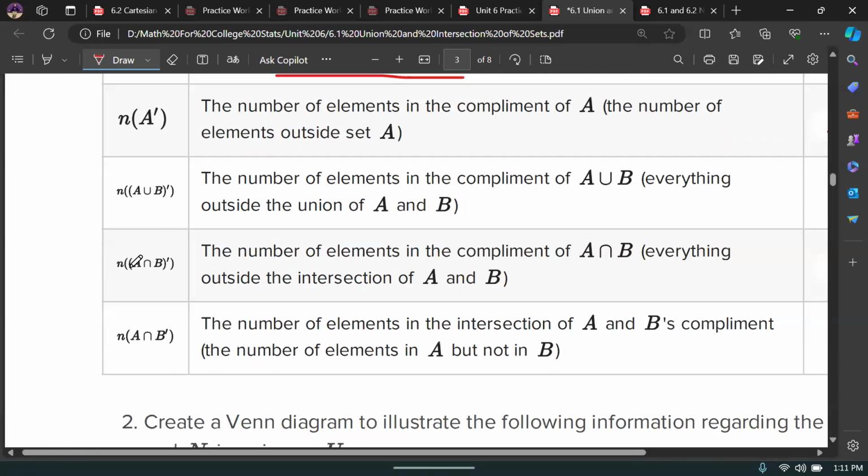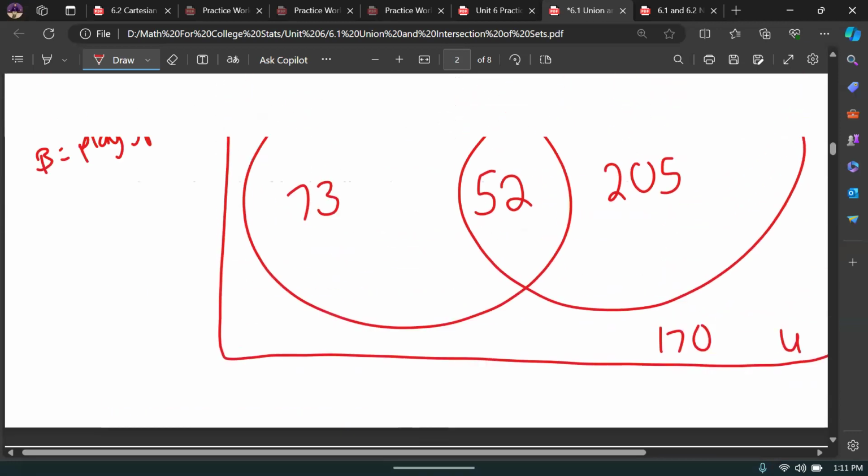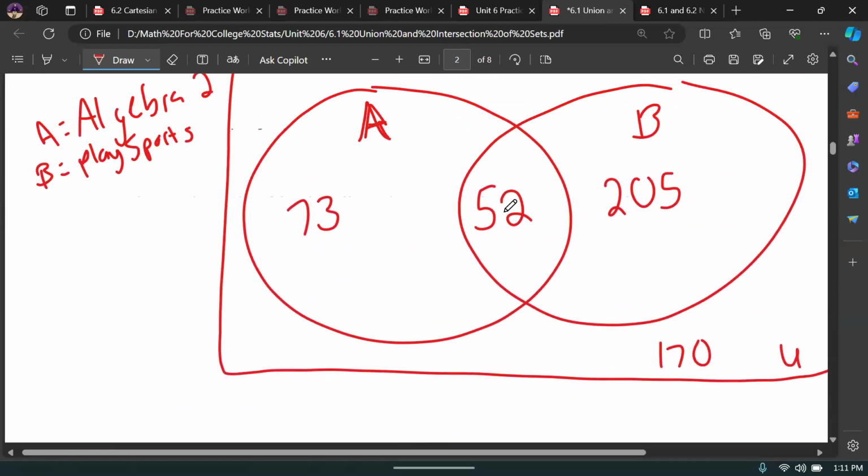All right, similarly, we have not A and B. So we're going to have the intersection, but it's really everything other than the intersection. The intersection A and B, remember, is 52. But if we're doing everything that's not the intersection, then it's the 73, 205, and 170, which would add up to 448.